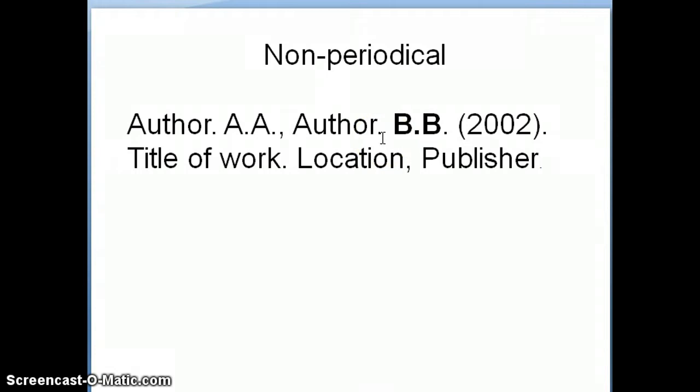Non-periodical, again, pretty straightforward. You probably get it off the back of a checkbook, off of the book cover, the book jacket. But again, authors, identification, dates, critically important, title of the work, location, publisher. So again, the same thing you need to do there. You need to be very careful about that process.